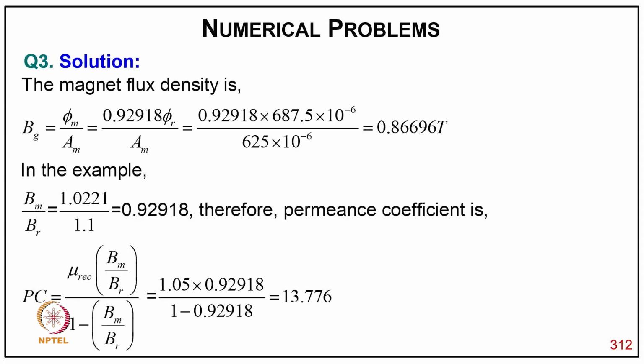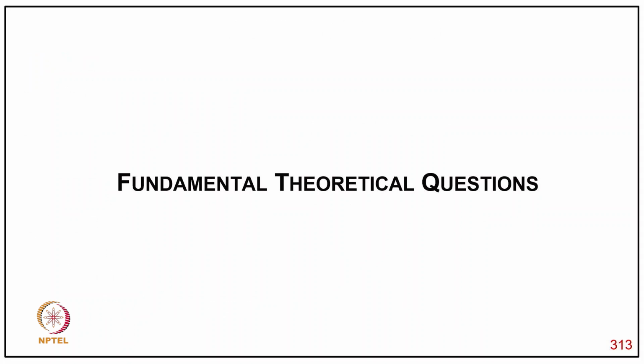Now the magnetic flux density in the magnet is Bm equal to phi m upon Am. So it comes 0.92918 phi r upon Am equal to 0.86696 T, and in the example Bm upon Br equal to 1.0221 divided by 1.1, so that is 0.92918. Therefore the permeance coefficient is equal to mu recoil into Bm upon Br divided by 1 minus Bm upon Br, so it comes 13.776. Now coming to fundamental theoretical questions.